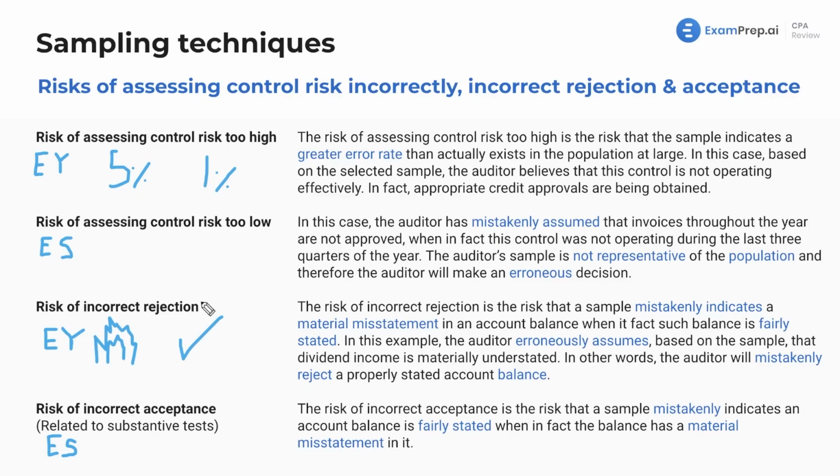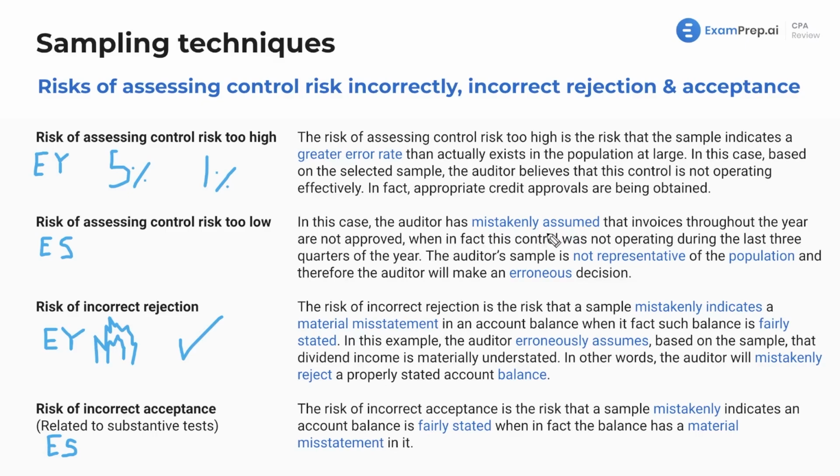Now let's talk about the effectiveness. This is important. These are both equally important. But here is where you could have a real big problem, if you give the wrong opinion. In this case, the auditor has mistakenly assumed that invoices throughout the year are not approved when in fact this control was not operating during the last 3 quarters of the year. So we assume that it was fine, but in reality, the control is not operating properly.